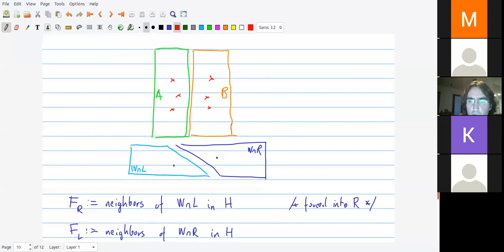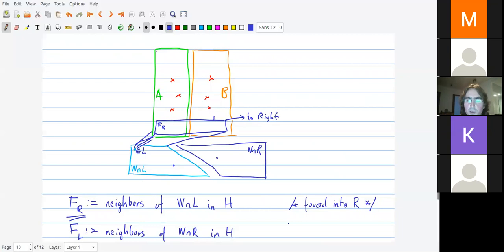So let's look at this instance, and let's look at one vertex. This vertex should go to the left, which means that all the vertices that it sees in here, both on the left and on the right, both on the A part and the B part, should go to the right. Unless they are deleted, of course. So if I take FR to be the neighbors of this left part inside this H, so here is FR, this is the neighborhood of this left side, then these are sort of forced to be taken into the right side of the bipartition.